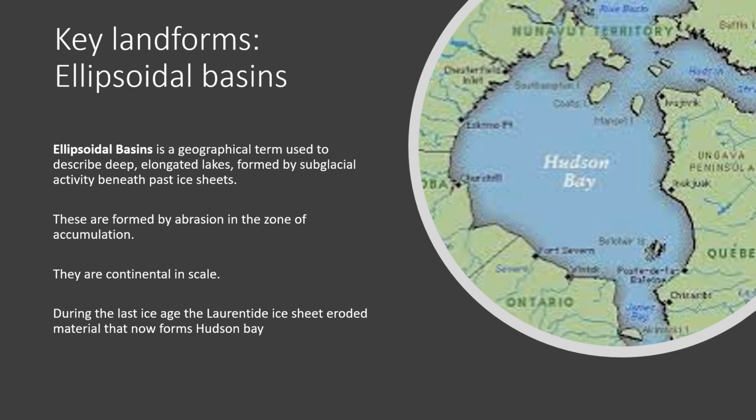So where the snow became ice and the ice sheet was at its thickest, the heart of the ice sheet, that thickness and that pressure it put on the land beneath it would have eroded it and created a deep basin shape. And that basin, that ellipsoidal basin, once the ice sheet melted away, has been filled with rainwater. So it forms a large lake. And the best example we have is Hudson Bay, which, as I said, was where the heart of the Laurentide ice sheet was.